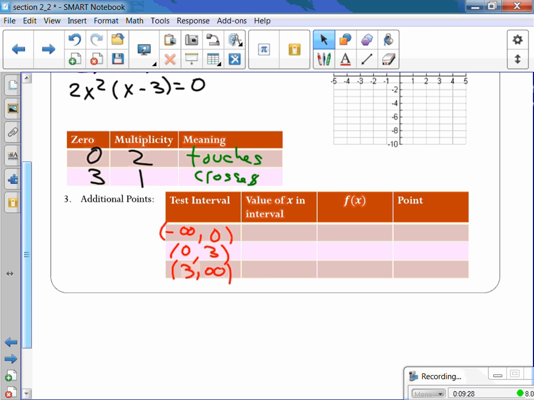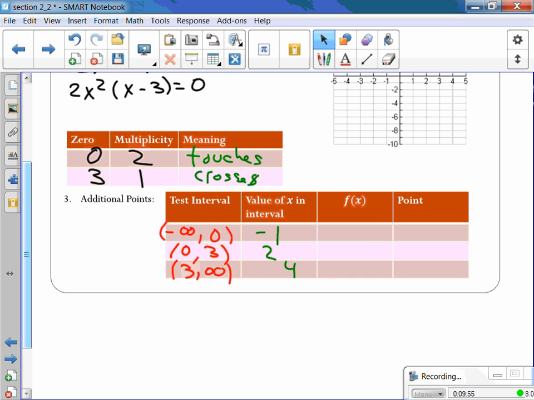And Chris will help us with that. So in between negative infinity and 0. Okay. 0 to 3. 2. Okay. I would have chosen 1, but that's fine. 3 to infinity. 4. Hey, at least you didn't choose pi or something like that.